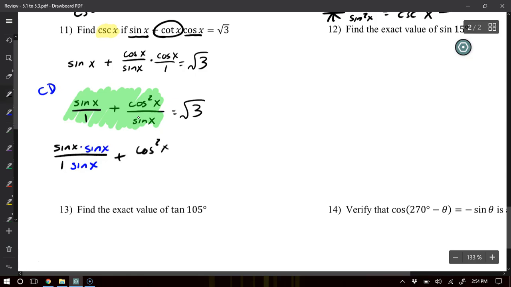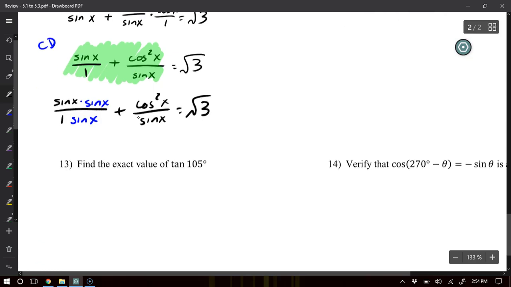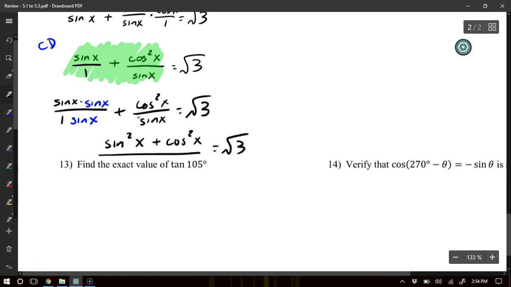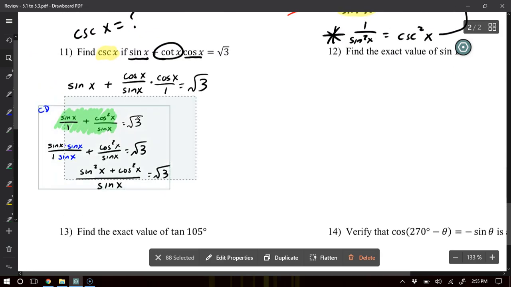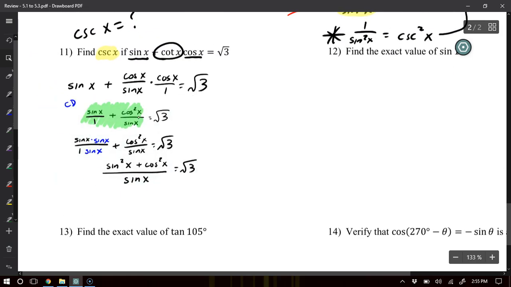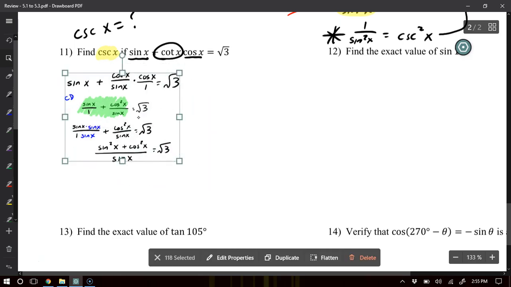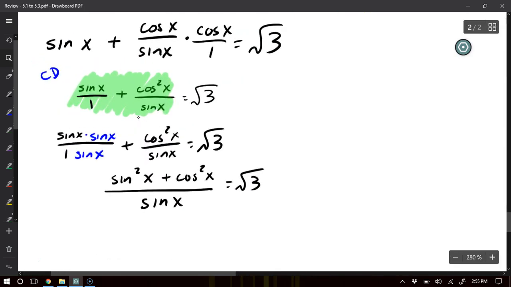And why does that help? Now that I have a common denominator, I can merge them together. I was going through and doing this just like it was a previous problem, like 5.2 stuff, just kind of working on one side. And I haven't talked too much about why I am still going this way. I want to find cosecant of x, which means I want a sine in the denominator. And notice, as I worked through, that's what I created. I created a sine of x in the denominator.